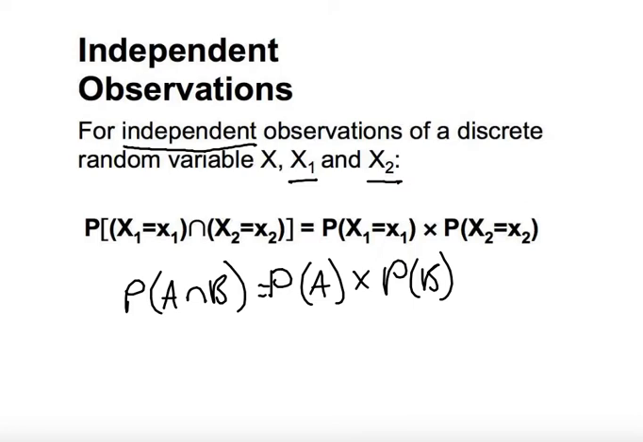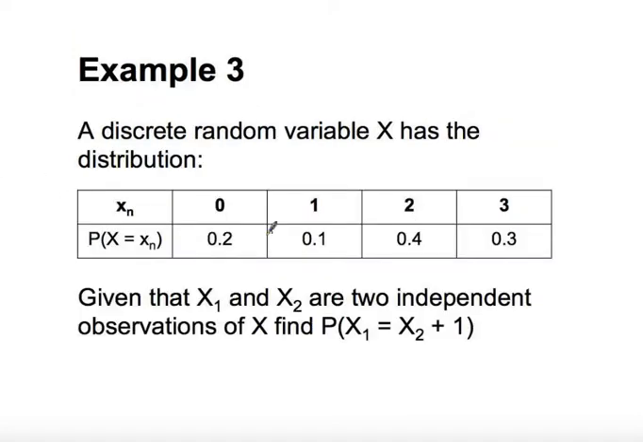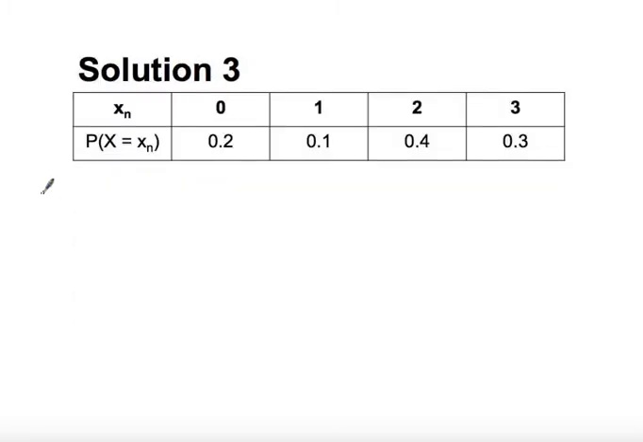Okay, so let's have a look at an example and see how we'd apply this theory. A discrete random variable X has a distribution shown in this table. We're told that X1 and X2 are two independent observations of X, and we want to find the probability that X1 is equal to X2 plus 1. So let's have a look. In other words, what's the probability that the first observation is one more than the second observation?